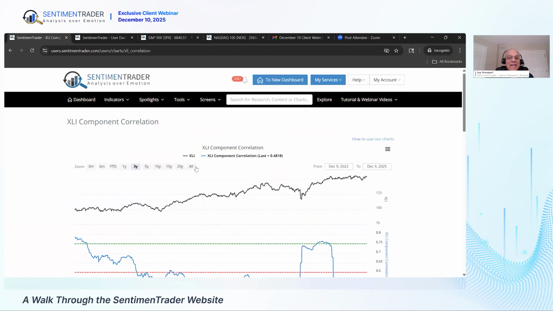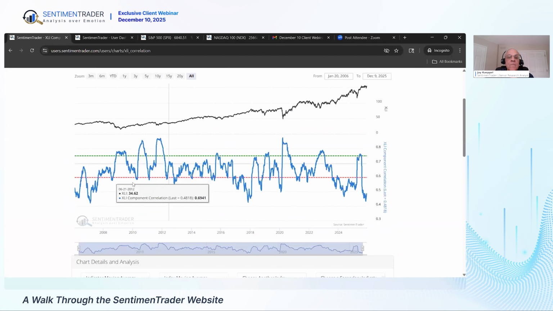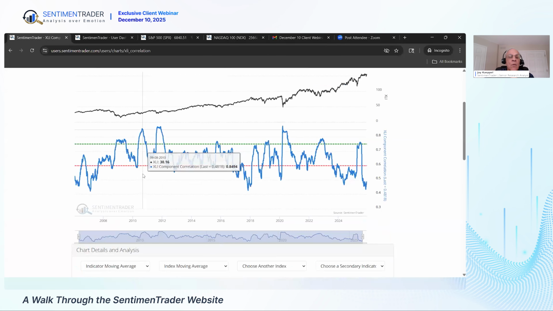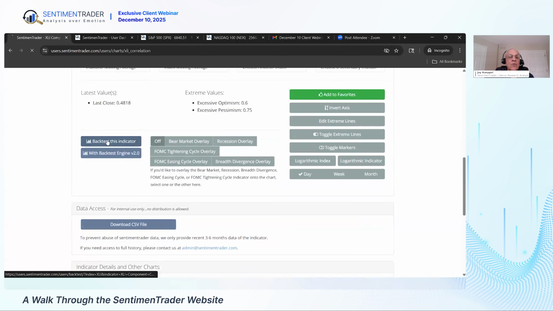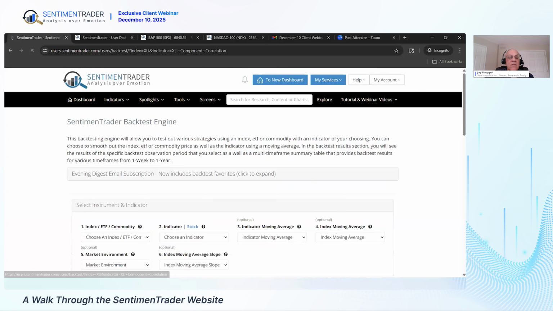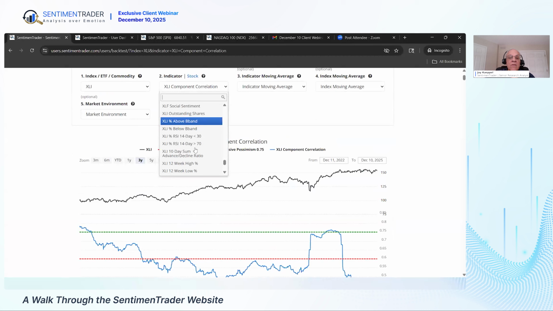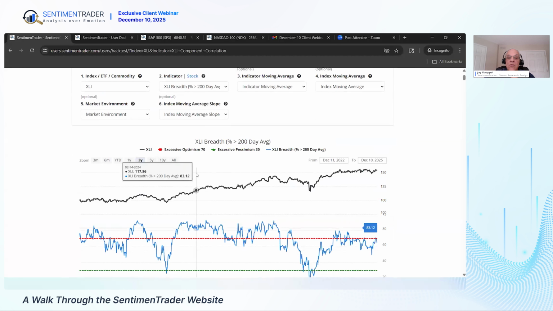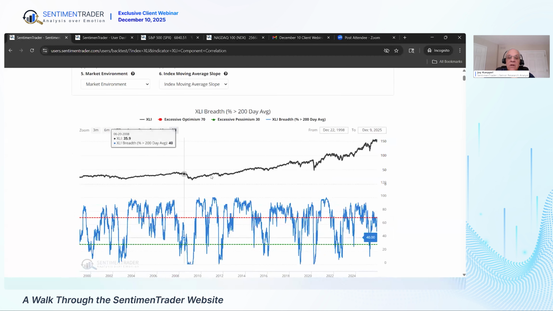And I won't even spend much time on this indicator, but just so you know, when it's up high, it tends to be bullish. I'll just leave it at that for today. But the point that I want to make and I want to show you is if you click backtest this indicator, if you want to look at something else for this, all the indicators for XLI will appear here, right? So you can just scroll through these one at a time or just pick and choose and say, okay, I just want to look at this one. What does it look like? What does it tell me?